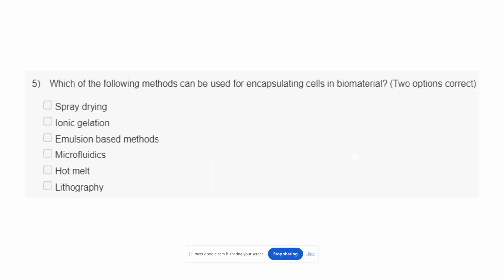Okay, we have our next question here. Which of the following methods can be used for encapsulating cells in biomaterial? You have to select two correct options here.